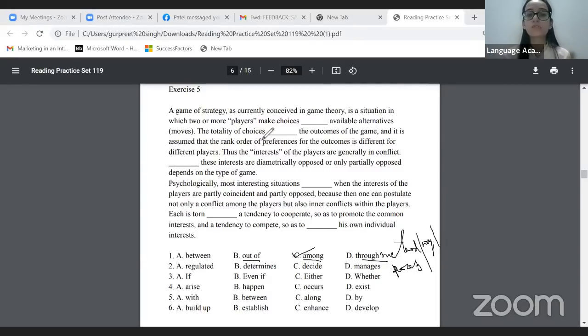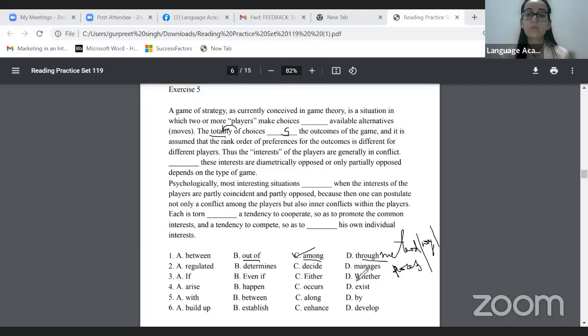The totality of choices dash the outcomes of the game. So what is the noun of the sentence? The noun of the sentence is always the word written before of. And you always have to check whether that word is singular or plural before you finalize your verb as the answer. So before of, the word is totality. That's a singular noun. That means we need a verb with S.